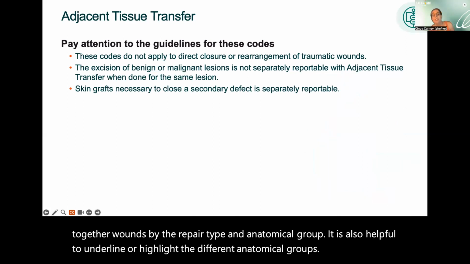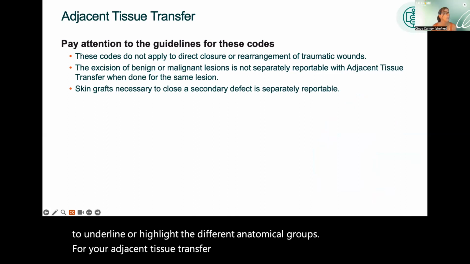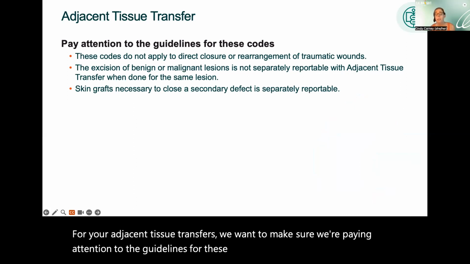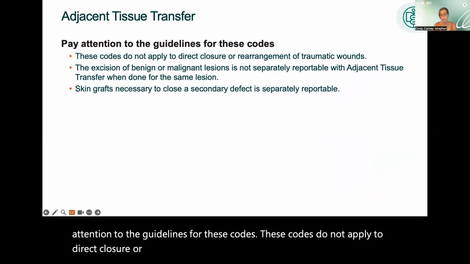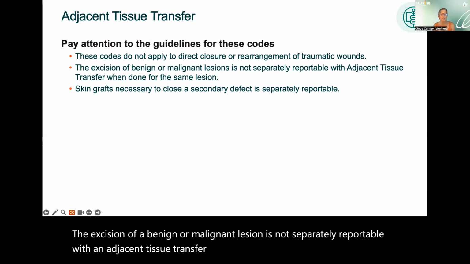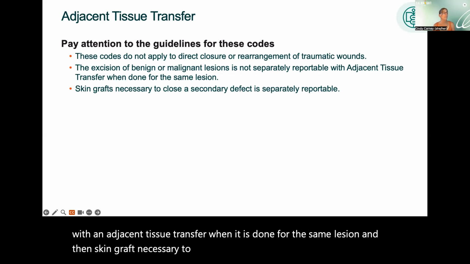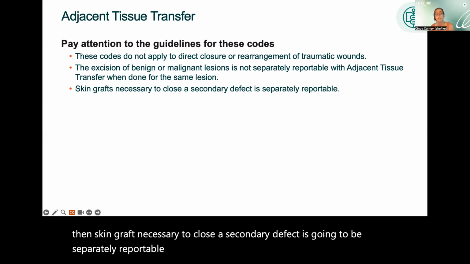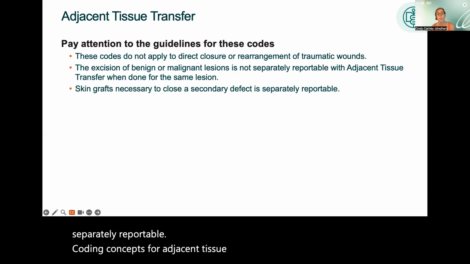For your adjacent tissue transfers, we want to make sure we're paying attention to the guidelines for these codes. These codes do not apply to direct closure or rearrangement of traumatic wounds. The excision of a benign or malignant lesion is not separately reportable with an adjacent tissue transfer when it is done for the same lesion. And then skin graft necessary to close a secondary defect is going to be separately reportable. Coding concepts for adjacent tissue transfer is going to include anatomical location and size.